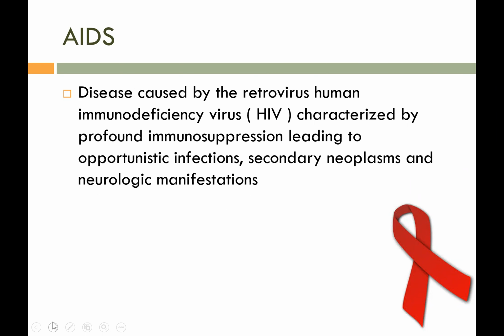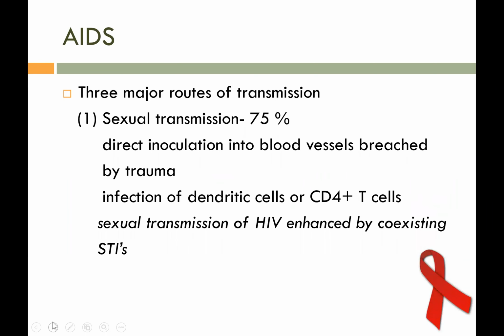Now, among the modes of transmission, sexual transmission is the dominant mode of infection worldwide. The problem here is, of course, unprotected sex, and the virus is carried in the semen and enters the recipient's body through abrasions in the rectal or oral mucosa or by direct contact with mucosa lining cells. The viral transmission can occur in two ways: direct inoculation into the blood, which is usually breached by trauma, and infection of dendritic cells or CD4 positive T cells within the mucosa.